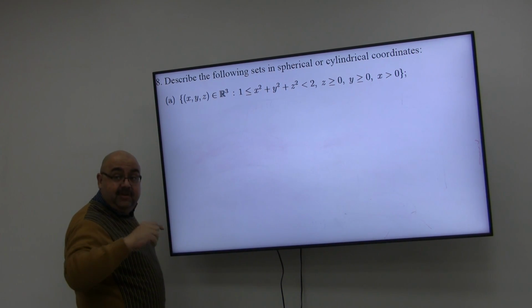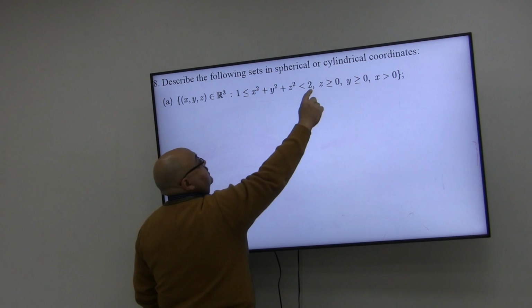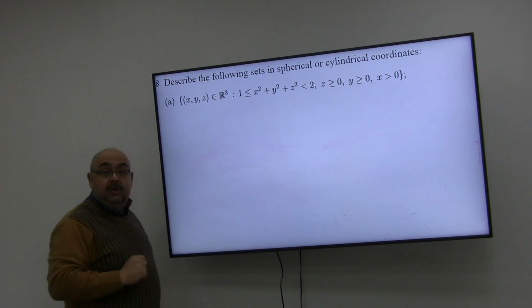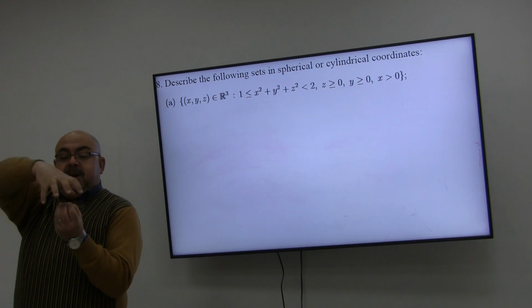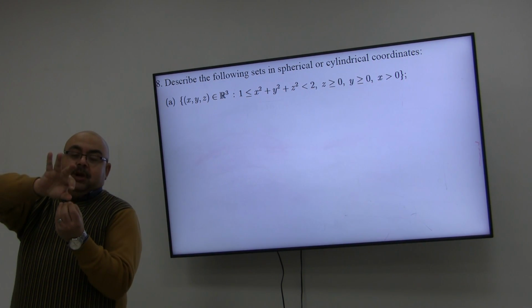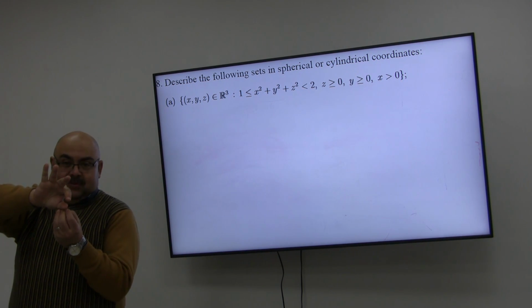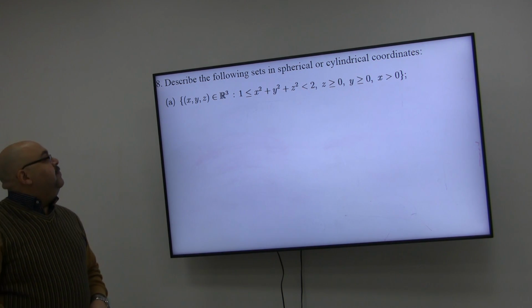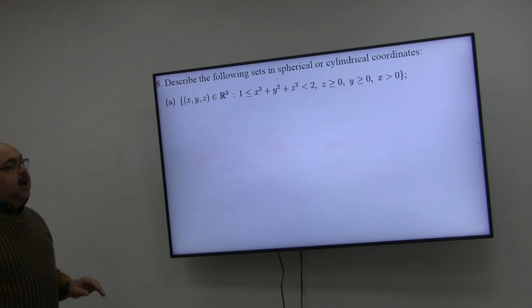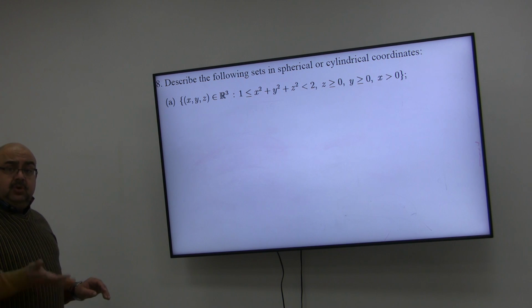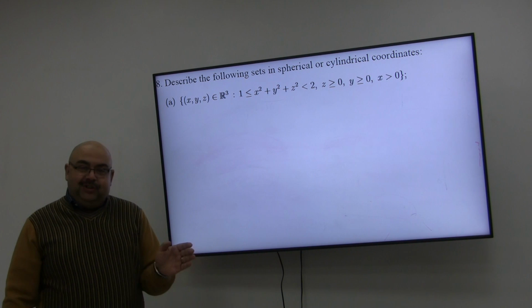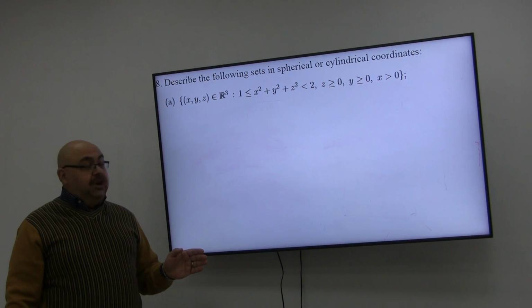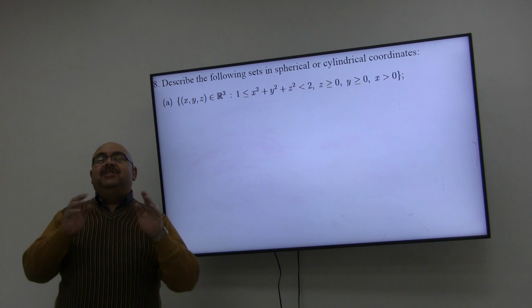Okay, the bigger sphere, which is equal to 2. So you have a smaller sphere with radius 1 and the bigger sphere with radius 2, and I'm talking about the part between them. Can you imagine it? And not just only this, I'm talking about the cut where z is greater than or equal to 0, so it's an upper part. And y is greater than or equal to 0, so it is a quarter. Then for x greater than 0, so it's 1/8 of the space.